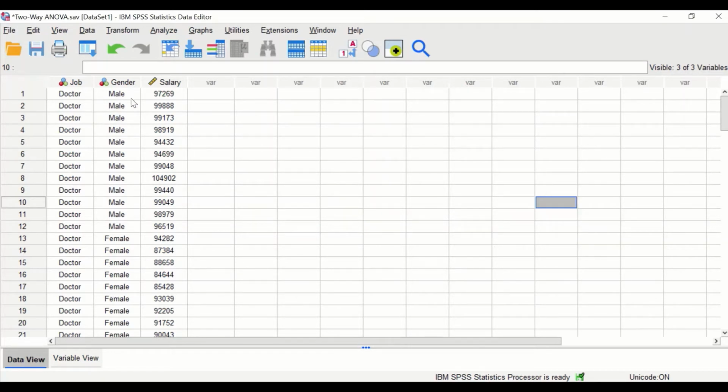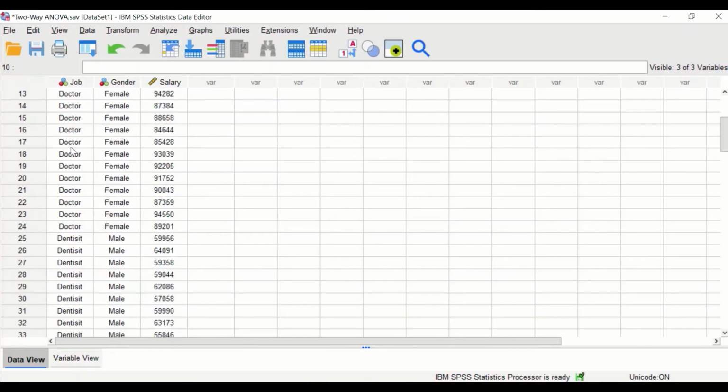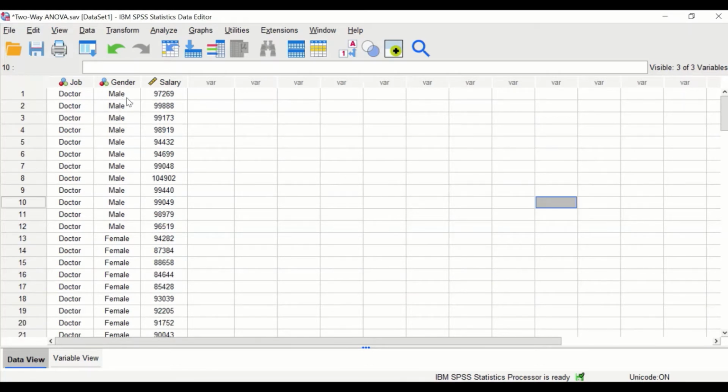So we have here two factors with sub-levels. This is an example of a 4x2 analysis, as we have 4 levels for the job and 2 levels for the gender. To find out whether there is a difference in the salary earned by each group in factor 1, doctor, pharmacist, dentist, and nurses, and whether the sex or the gender of an individual also has an effect on the salary, whether a male has more salary than a female.